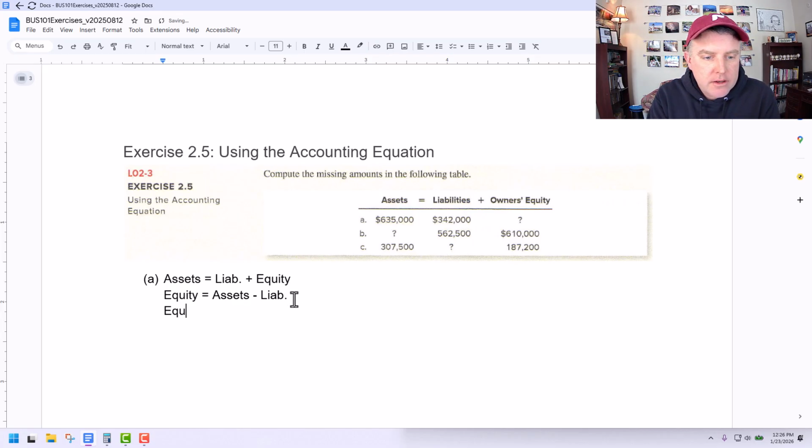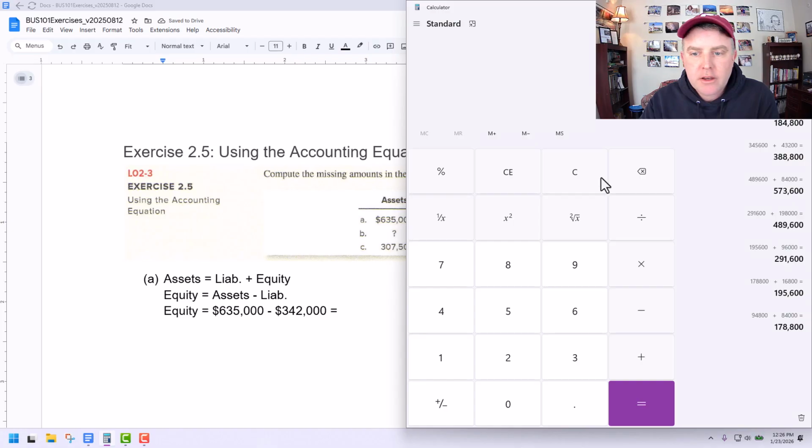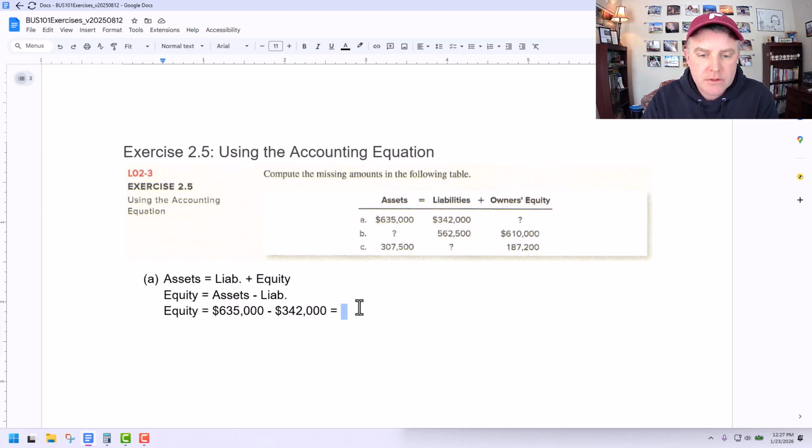So equity then is equal to 635,000 minus 342,000, which would give us what? Let's open up our calculator here. So we got 635 minus 342, we get 293,000. Is that what it was? 293. All right. So we got 293,000. All right. So that's the answer to A.